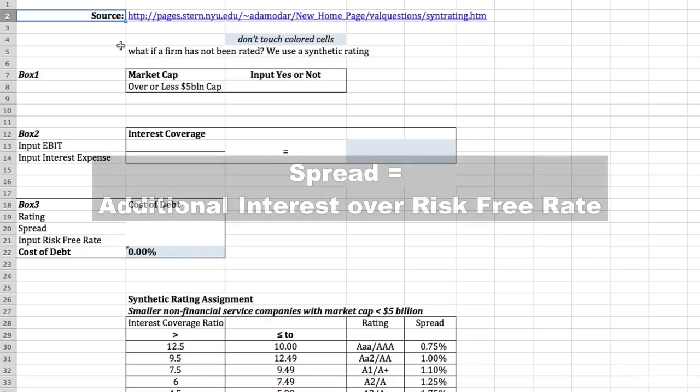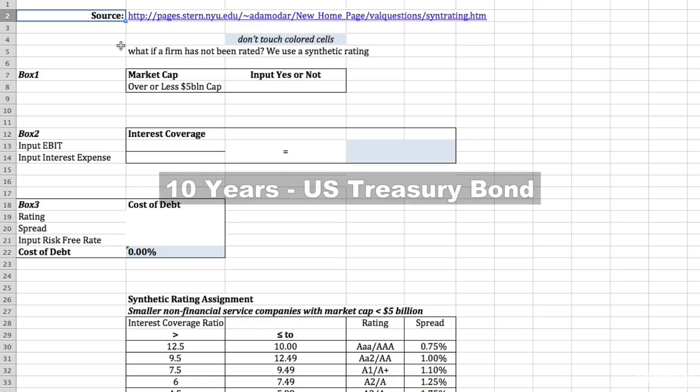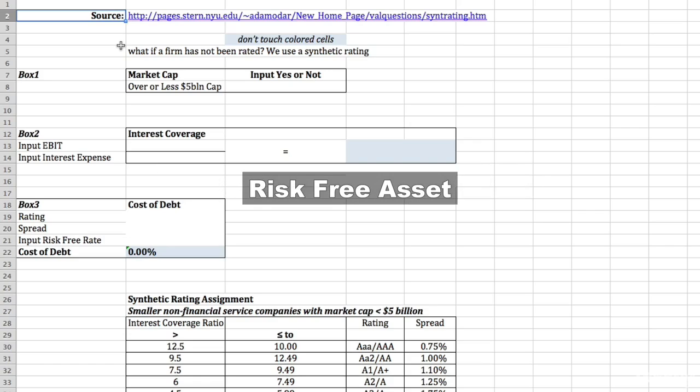The spread is the difference between the risk-free asset and how much we have to pay more over the risk-free asset to borrow money from the markets. Because remember, the risk-free asset is just that asset that we assume is not going to fail. One example of a risk-free asset, of course, is the US Treasury bond of 10 years. Therefore, we call it risk-free rate. It means that you're going to get your capital back for sure. You are sure that your capital is going to be safe.